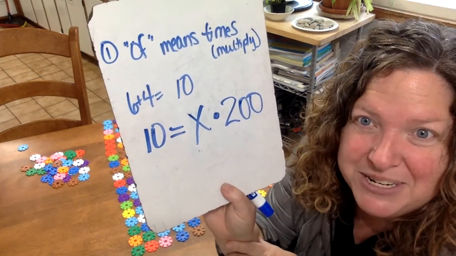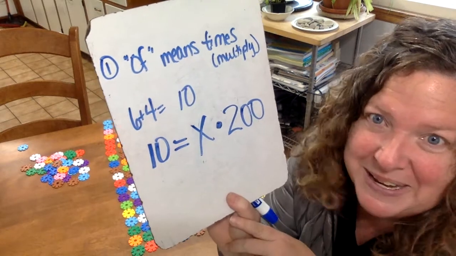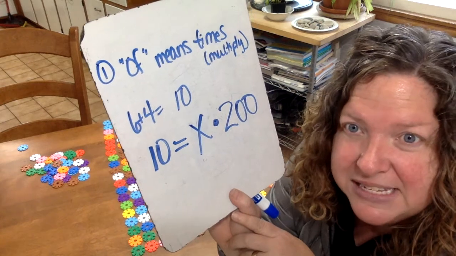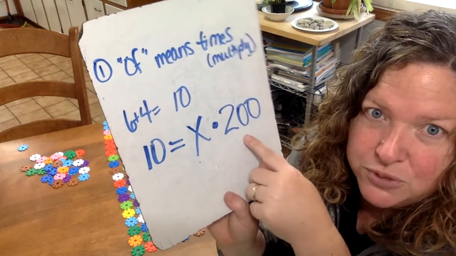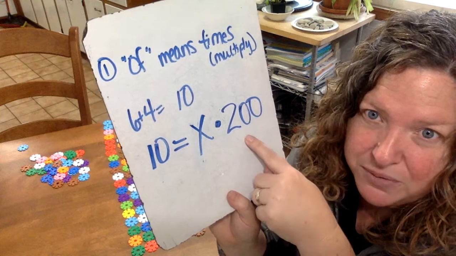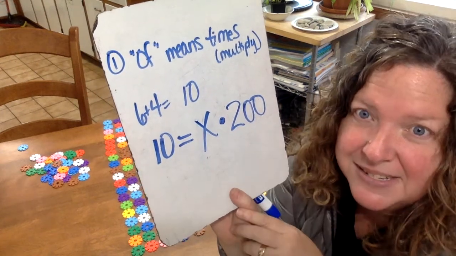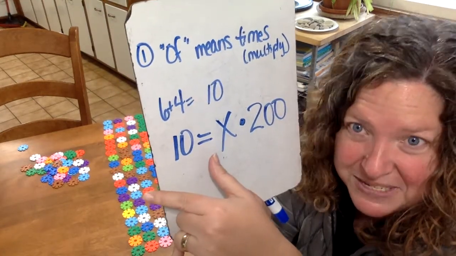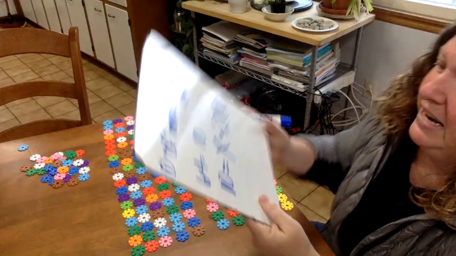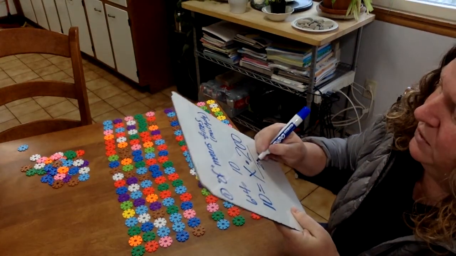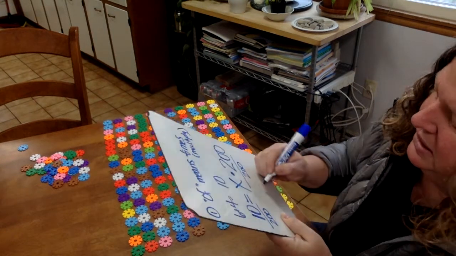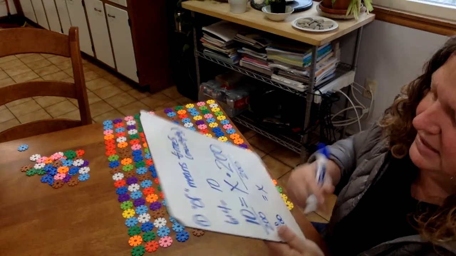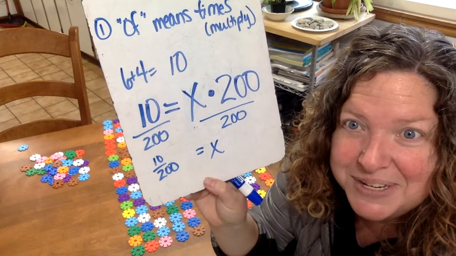Let's use the inverse operations to solve this. We don't want 200 groups of X. Too hard to figure it out. We want to get X all by itself. We want to isolate the variable. So instead of multiplying by 200, we're going to divide by 200 over here to get just one X. But we also have to do it over here. If we mess around with one side of the equation, we've got to do the same thing to the other side. So we're going to divide by 200 and divide by 200. And we're going to get X equals 10 200ths.